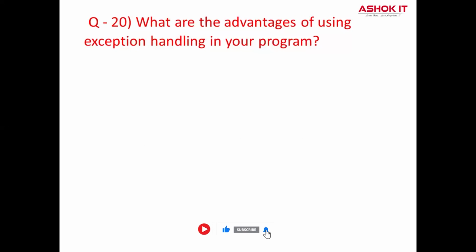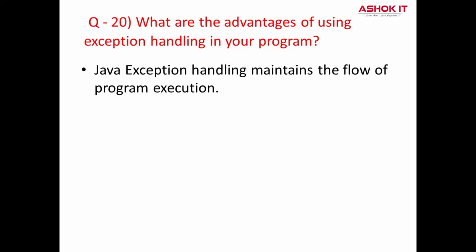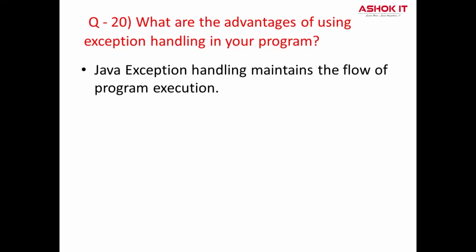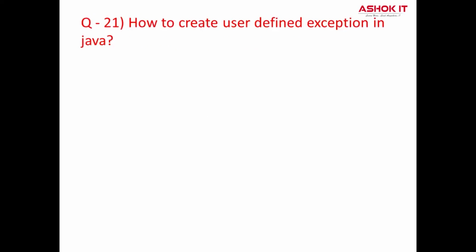Question number 20. What are the advantages of using exception handling in your program? There are different advantages. Let's talk about them. Meaningful error reporting. It improves the readability and maintainability of the code. It allows for more accurate error reporting. It also facilitates debugging and troubleshooting. It also improves the security of the program and enables the use of error recovery mechanisms.